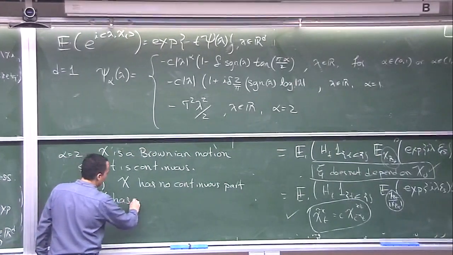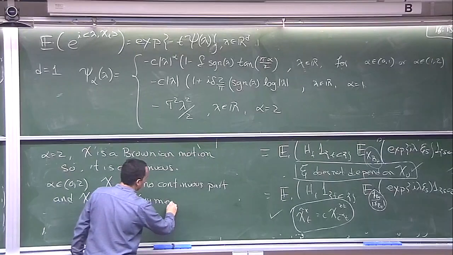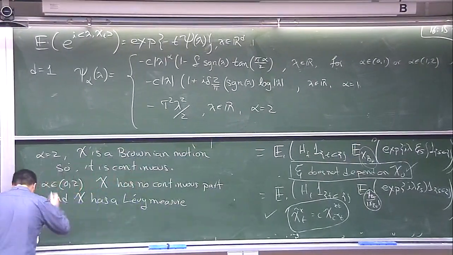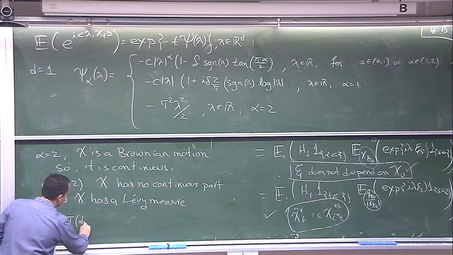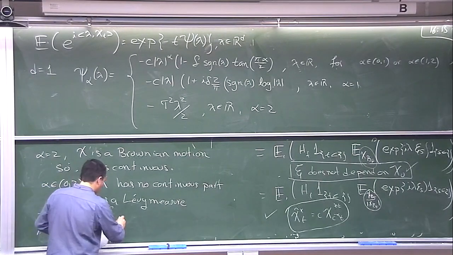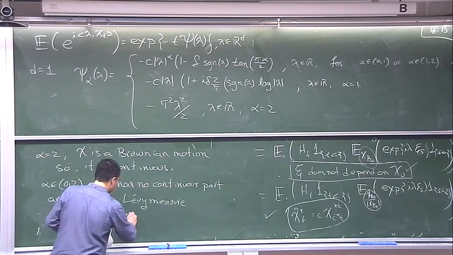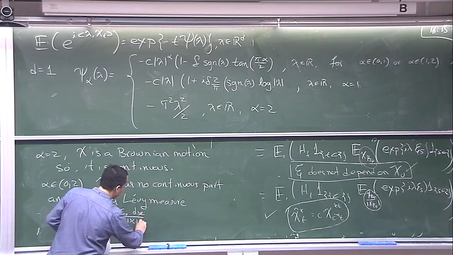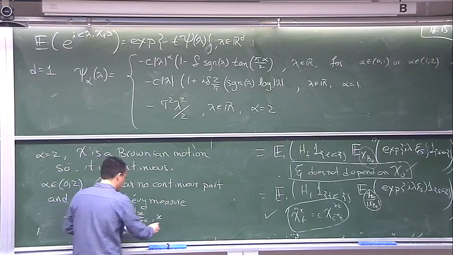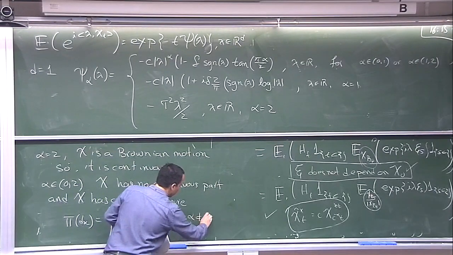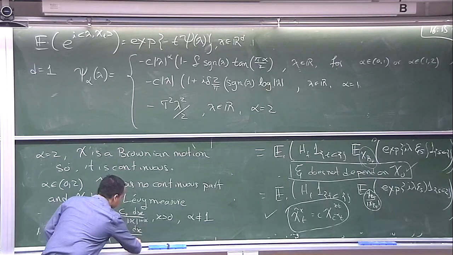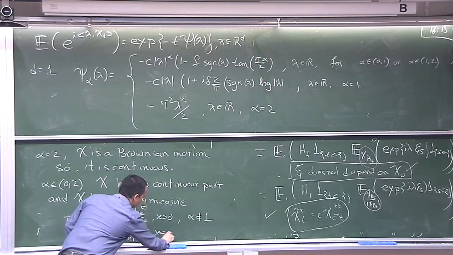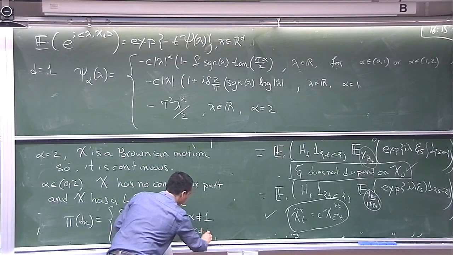And x has a Lévy measure that is given by dx, given by a constant c plus dx divided by x to the 1 plus alpha for x bigger than 0 when alpha is not equal to 1, and c minus dx absolute value of x to the 1 plus alpha when x is smaller than 0. Here again, alpha is not equal to 1.